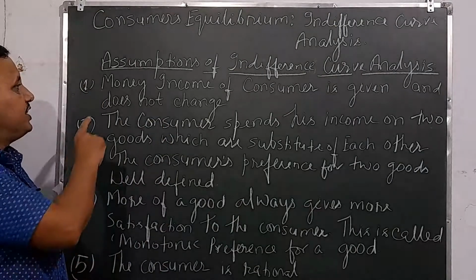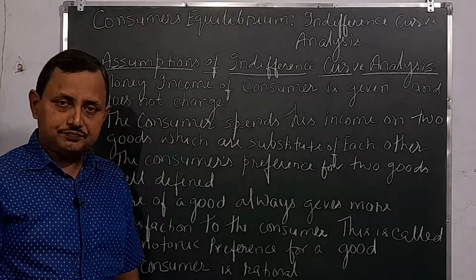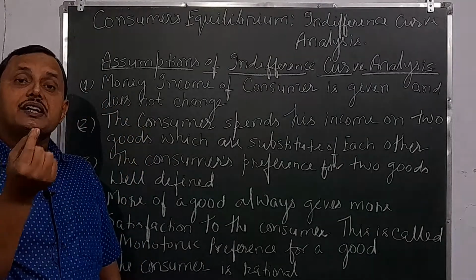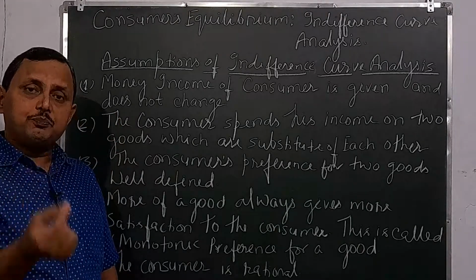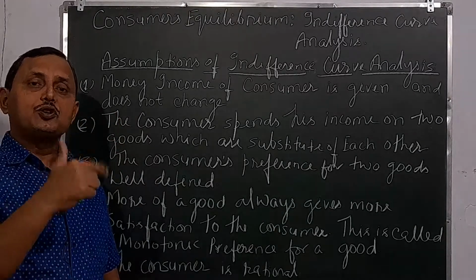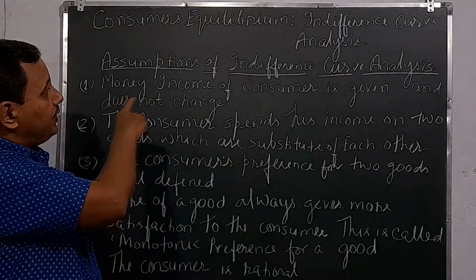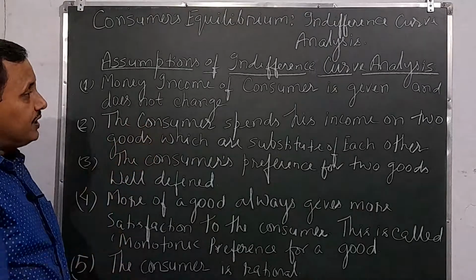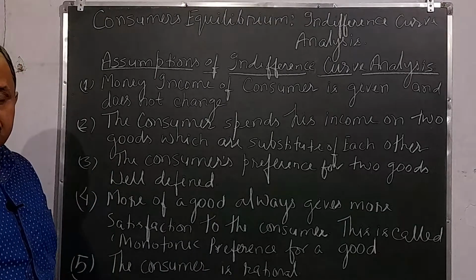First assumption is money income of consumer is given and doesn't change. We study the indifference curve analysis with the given income of the consumer. In a short period of time consumer income is not increasing or decreasing. Second, consumer spends his income on two goods which are substitutes of each other.